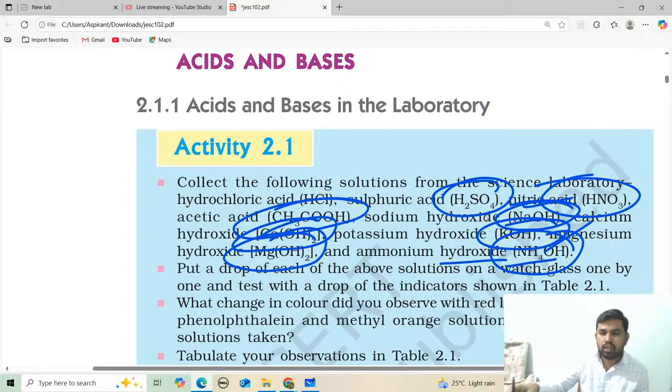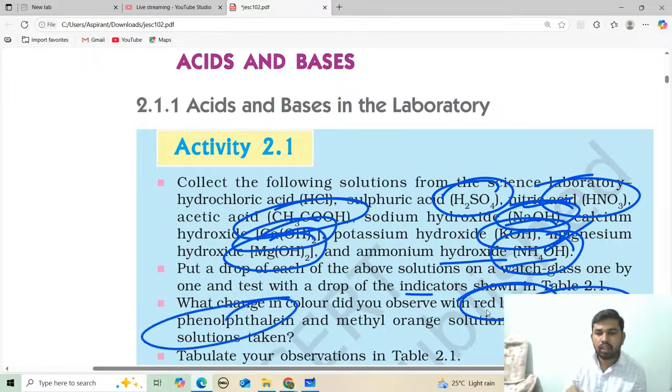Okay, so they have given these things. Put a drop of each of the above solutions on the watch glass one by one and test with a drop of the indicator shown in table 2.1. What change in color did you observe with the red litmus? They are asking you to find out the color of red litmus, blue litmus, phenolphthalein and methyl orange solutions for each solution taken.